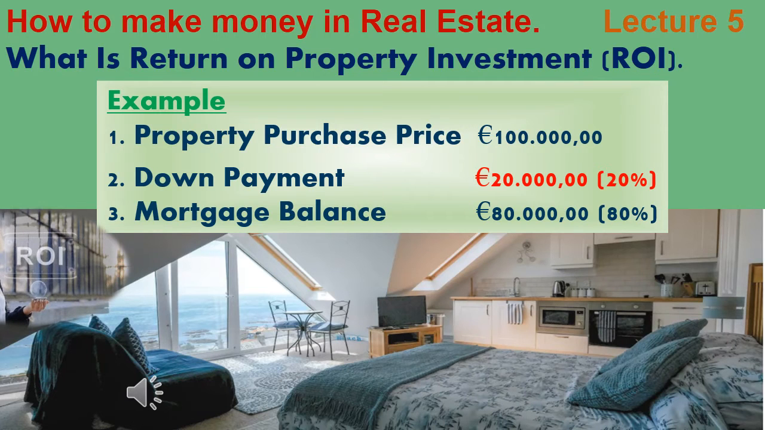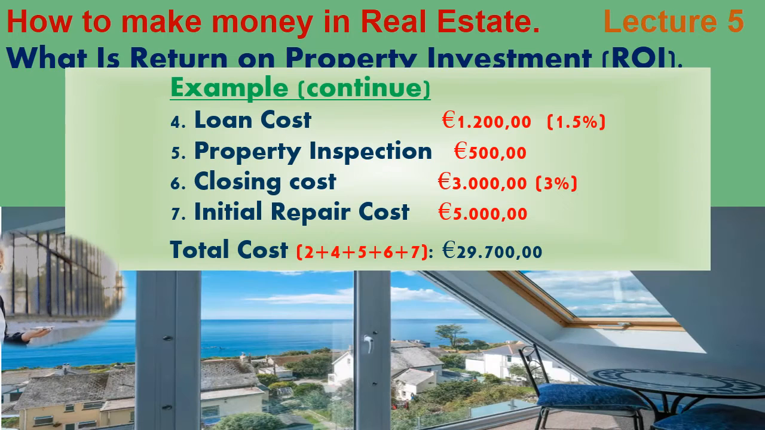Property purchase price is €100,000. Down payment is €20,000 or 20%. Mortgage balance is €80,000 or 80%. Loan cost is €1,200 or 1.5%. Property inspection cost is €500. Closing cost is €3,000 or 3%. Repair cost is €5,000.